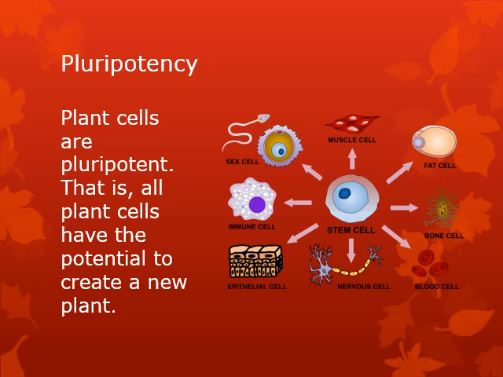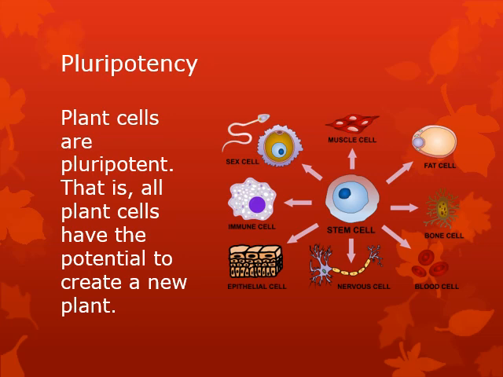Your cells are not all pluripotent. You originally were composed of pluripotent cells. Fetuses are made of pluripotent cells. When they're in a ball of about 128 cells, they have the potential to be any other cell in the body.